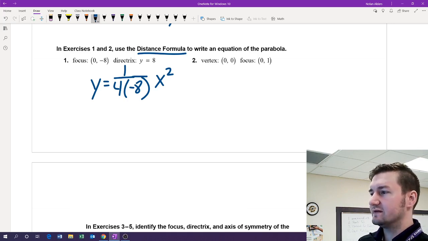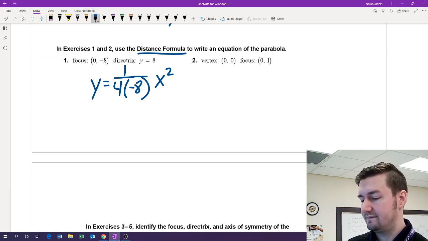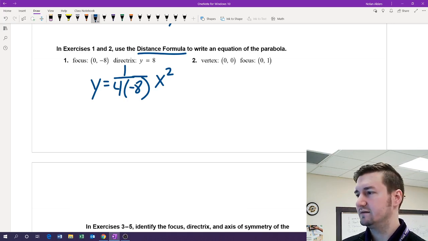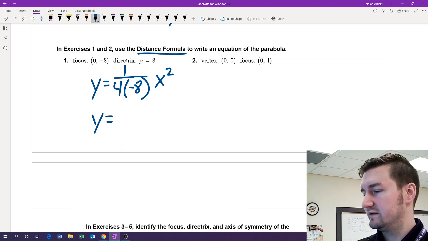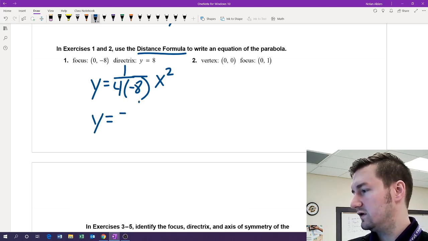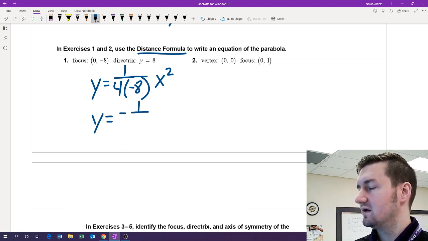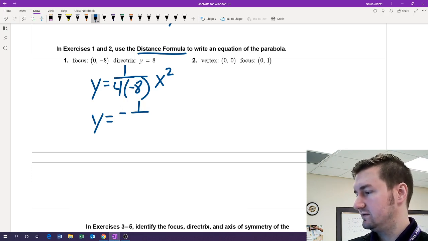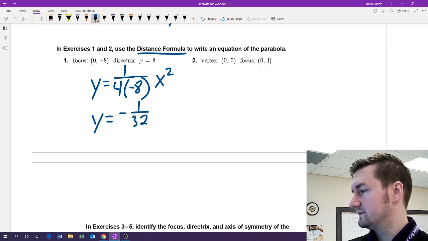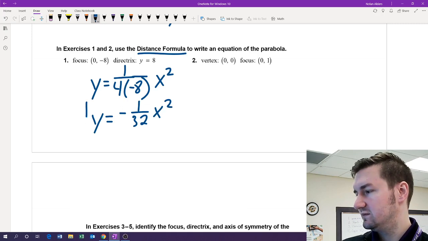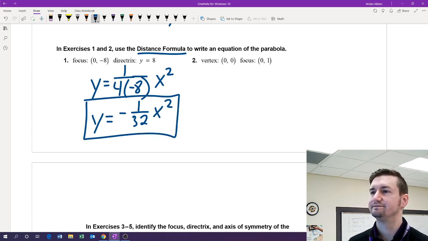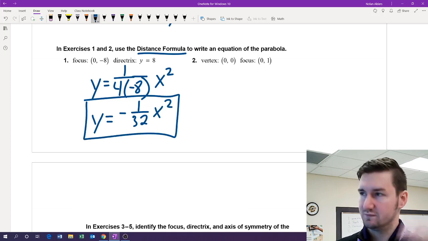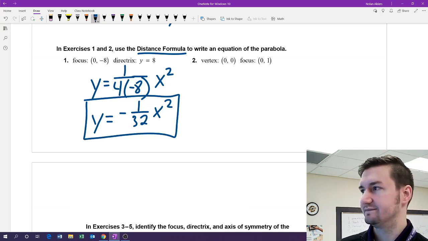Now we can simplify this a little bit. We could do 4 times 8. So we would have y equals, and that's a negative, so we'll have -1 over 4 times 8, which is 32, x squared. So this would be the equation for that situation where we have a focus at (0, -8). Okay.